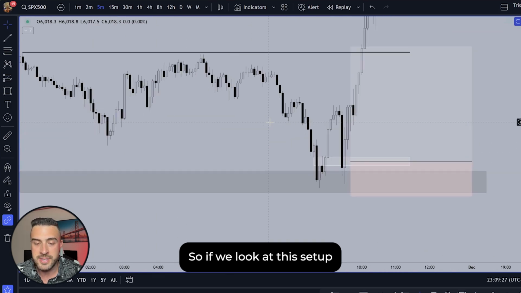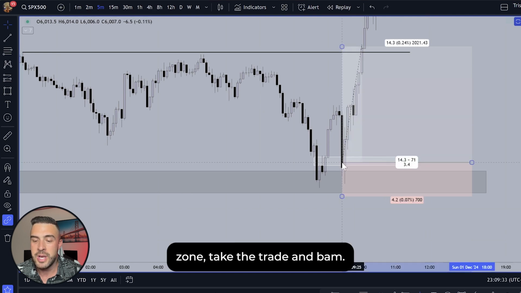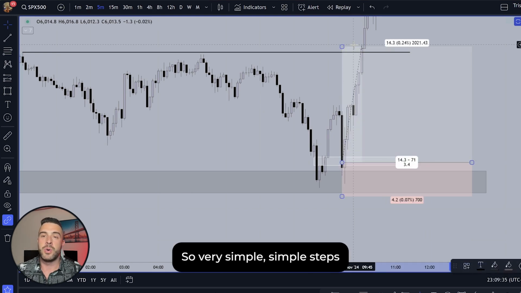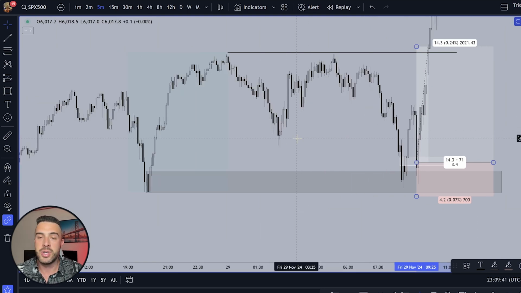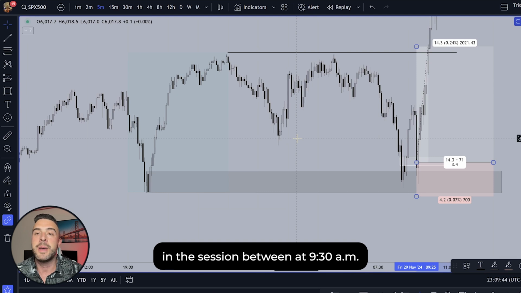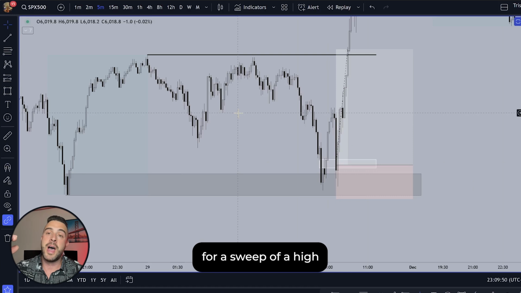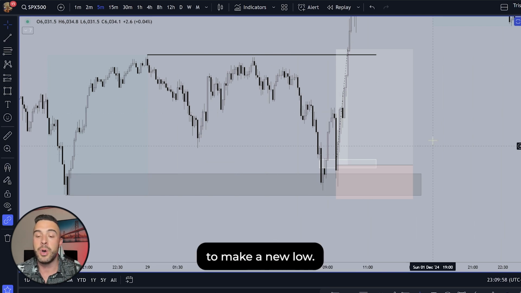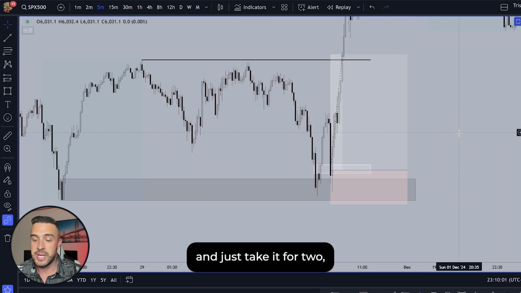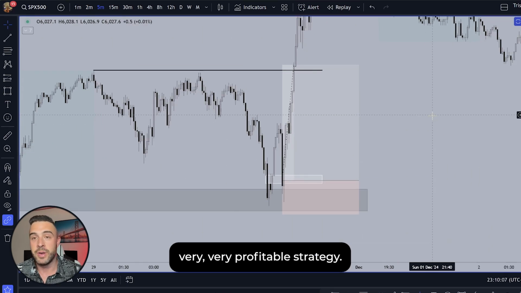So if we look at this setup even deeper, you can see once again the gap, we break up, market structure break, come retest that zone, take the trade, and bam. So very simple steps you want to look for. All you want to look for is relative highs or lows in the session between 9:30 a.m. Eastern time and 11 a.m. Eastern time. And then you want to look for a sweep of a high or low on ES and NQ and look for one of them to not do the same. Fail to make a new high or fail to make a new low. And then you're going to look to take that and just take it for 2-3R or the next major level of support resistance. And it's a very, very profitable strategy.